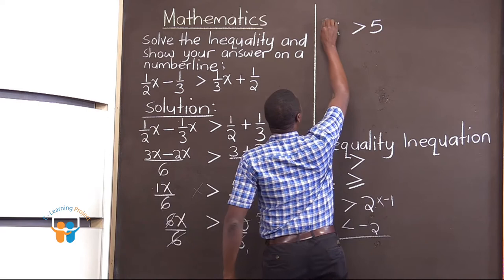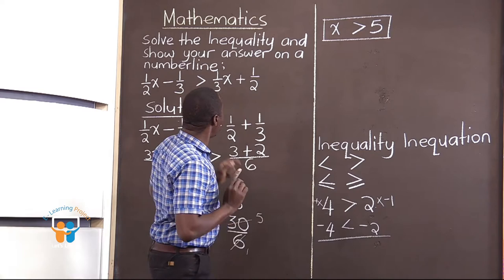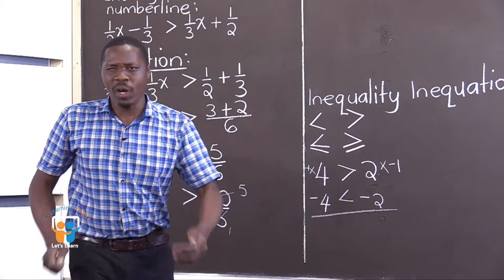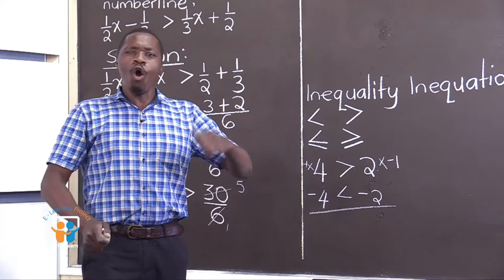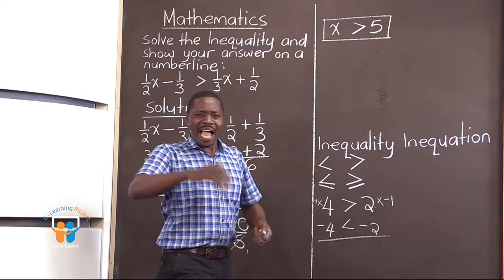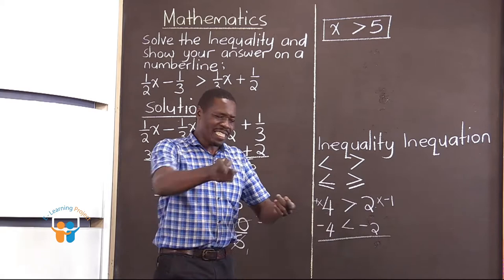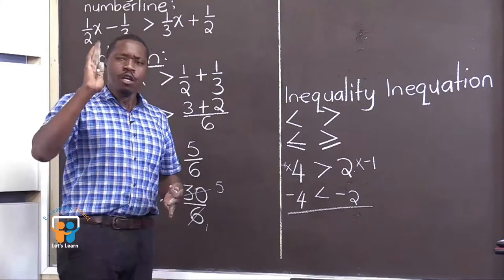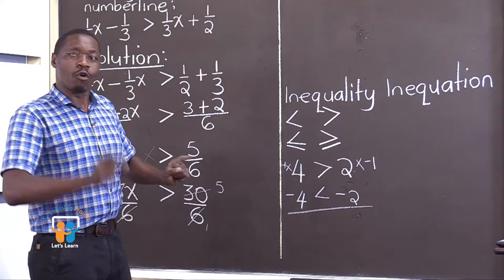But the examiner wants us to go ahead and show our answer on a number line. Remember, a number line is that line which consists of integers. What are integers? Integers are either positive or negative whole numbers. They must be either negative or positive, and at the same time, they must be whole numbers, not fractions. Implying that a number line consists of only integers.